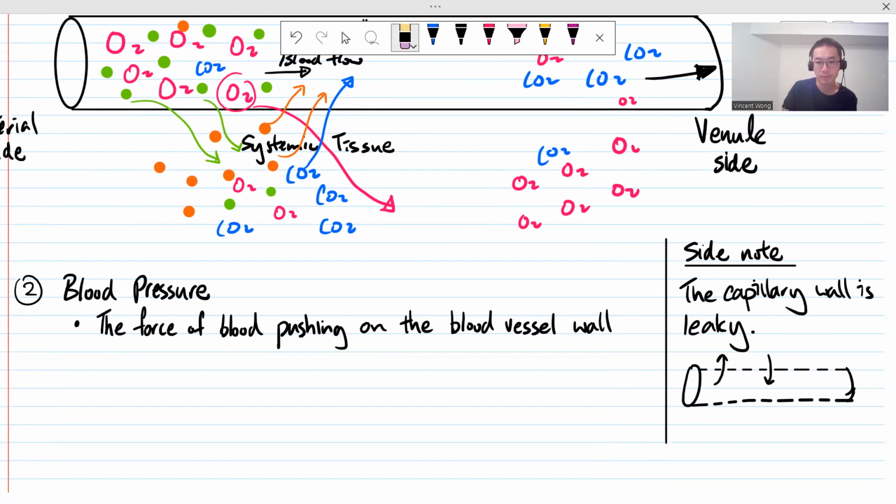I have a quick question. Is it similar to the semi-permeable membrane we learned before? Yeah, you can think of it like that. That's a good way.